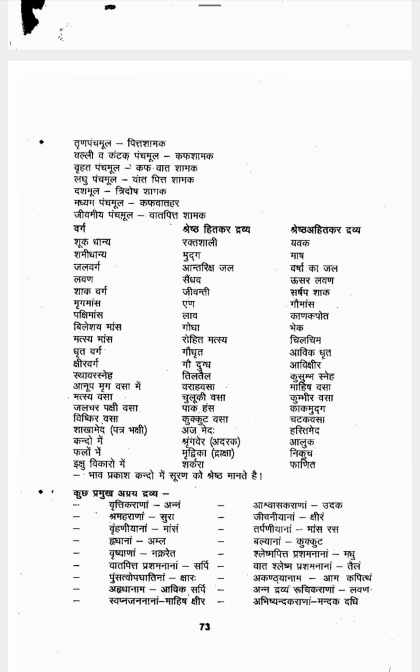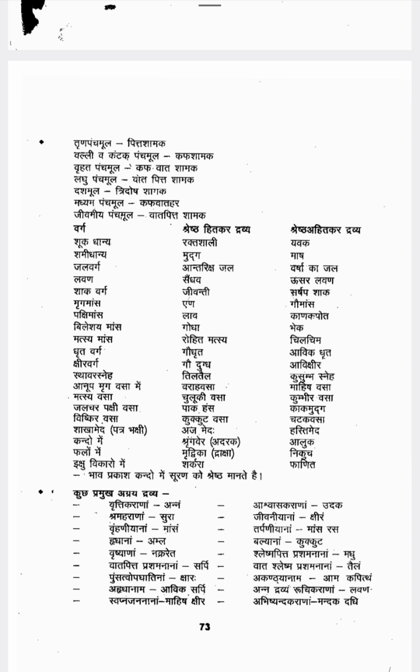Next they have mentioned Varga, and which one is Shreshta among the Varga, and which one is not good, Ahita. Shreshta Hitakara Dravya, Shreshta Ahitakara Dravya. So in Shuka Dhanya, Raktashali is Shreshta, and Yavaka is Ahita. Best is Raktashali and the worst is Yavaka. In Shami Dhanya, Mudga is the Hita and Masha is the Ahita. In Jala Varga, Antariksha Jala is good, Varsha Jala is not good. In Lavana, Saindhava Lavana is good, Ushara Lavana is not good for the body. Shaka Varga, Jivanti is the Shreshta, Ahita is Sarshapa Shaka. In Mriga Mamsa, Ena is Shreshta and Go Mamsa is Ahita. Go Mamsa is not good for the body.